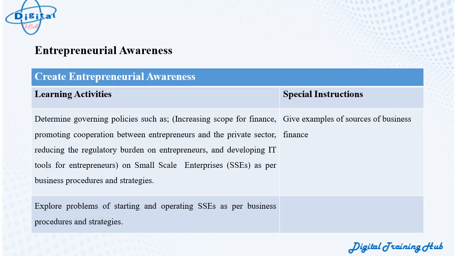Learning Activities 4: Determine governing policies such as increasing scope for finance, promoting cooperation between entrepreneurs and the private sector, reducing the regulatory burden on entrepreneurs, and developing IT tools for entrepreneurs, on small-scale enterprises, SMEs, as per business procedures and strategies. Special instructions: Give examples of sources of business finance. Learning Activities 5: Explore problems of starting and operating SMEs as per business procedures and strategies.